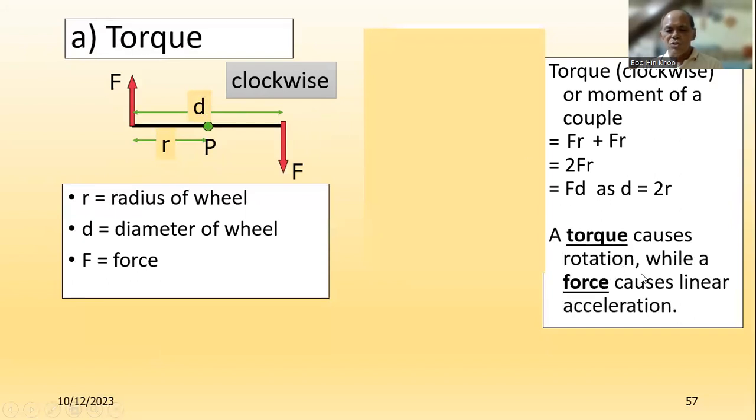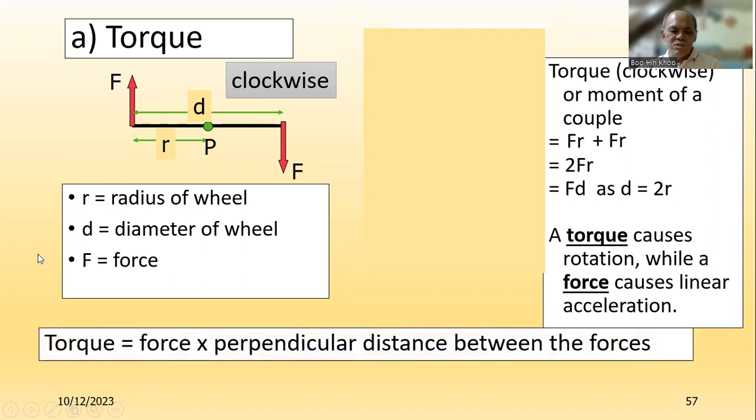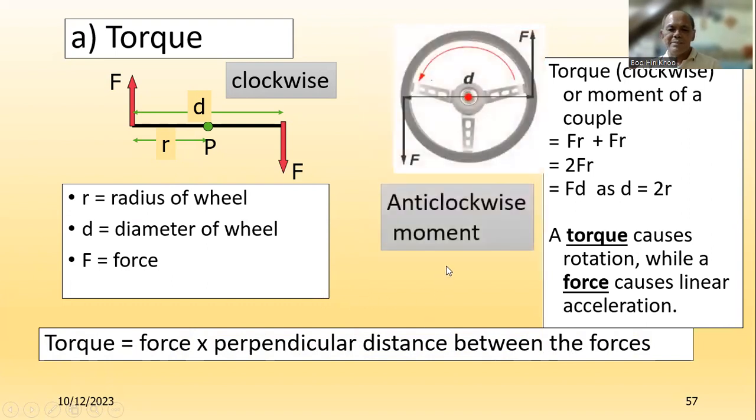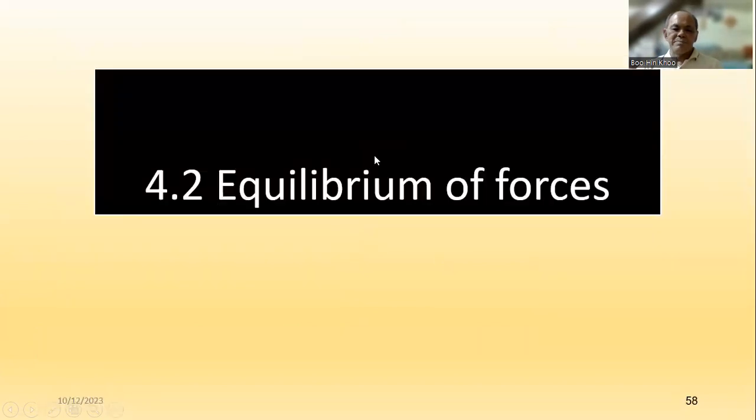So a torque causes rotation. That means you'll go faster and faster, like acceleration on the road when it's rotating. You call it angular acceleration. A force causes linear acceleration, whereas a torque causes angular acceleration or rotation. So we define the torque as force times perpendicular distance. One force times the perpendicular distance of the couple. In this case, it will be anti-clockwise.